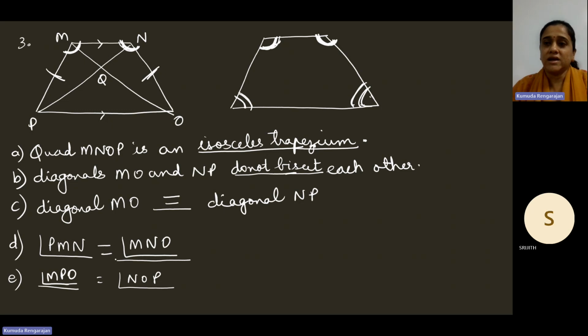In an isosceles trapezium, the non-parallel sides are equal, the diagonals are equal, and the angles in these positions, we have two pairs of equal angles. So in an isosceles trapezium, diagonals are equal, non-parallel sides are equal, and these two pairs of angles are also equal. Apart from this, we have supplementary angles.